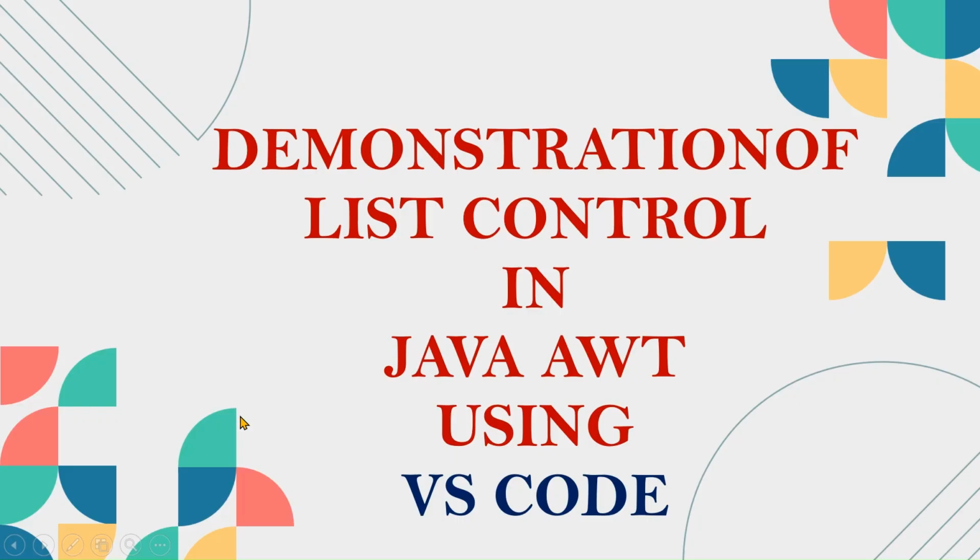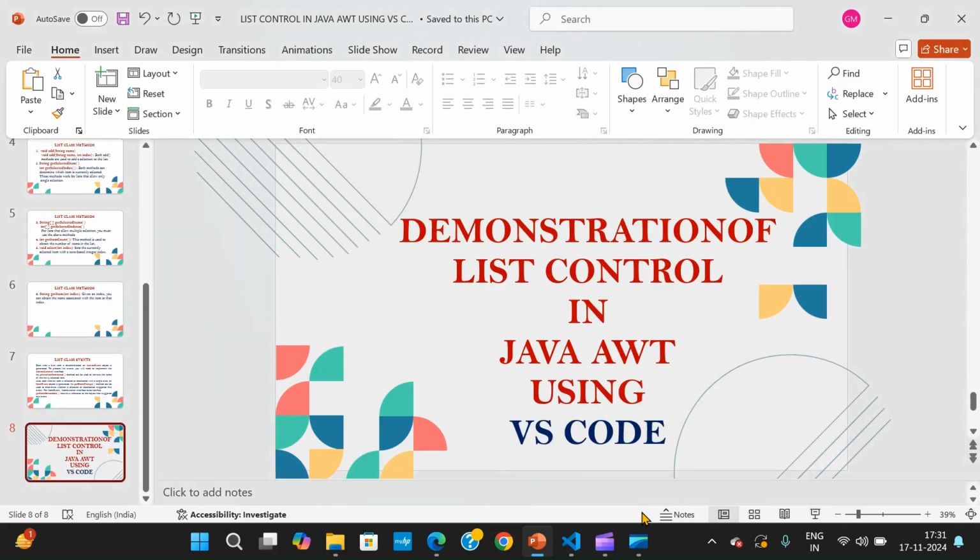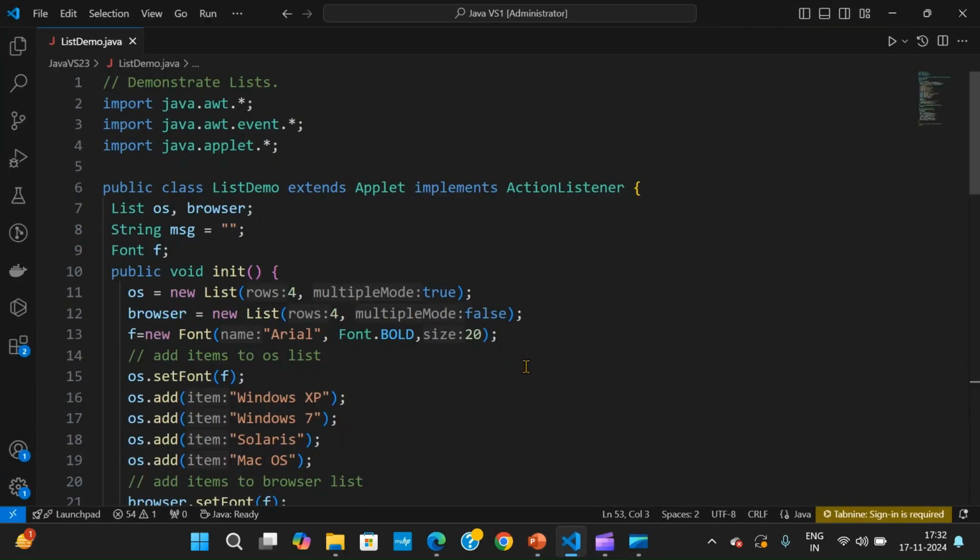I'll show you the demonstration of how to create a list control in Java AWT using the VS Code environment. So we need to open Visual Studio Code. So this is an application in Visual Studio Code where I'm creating a list box with items, and I'm also including the event handling concept.